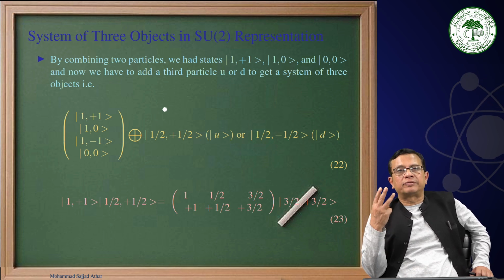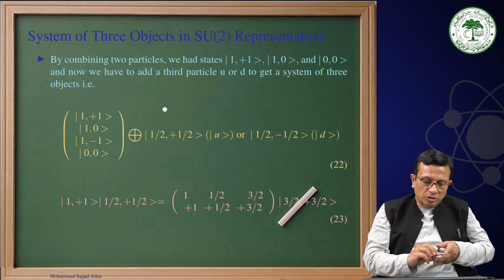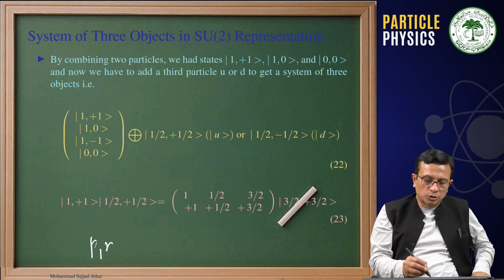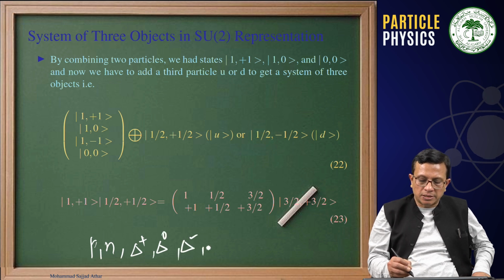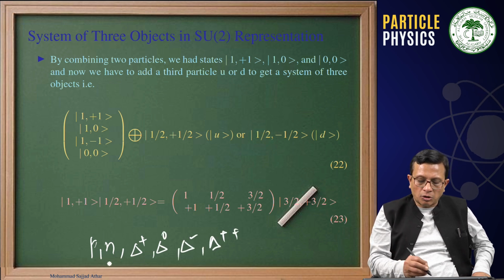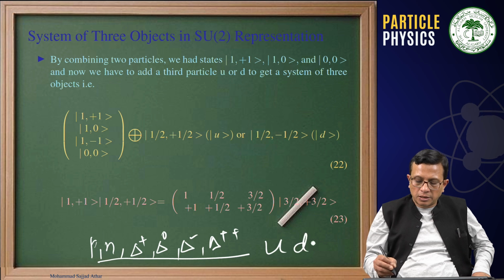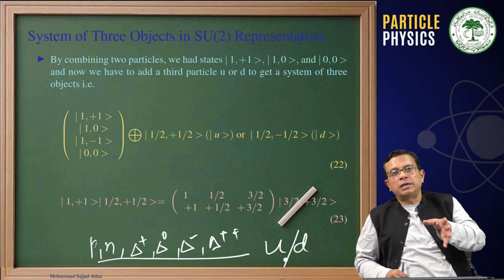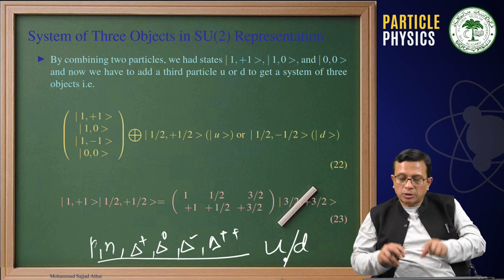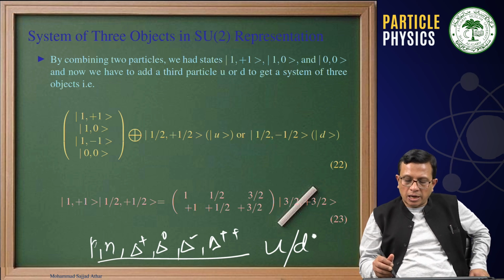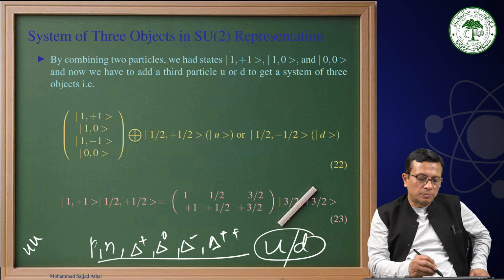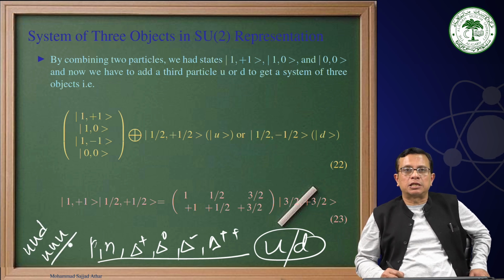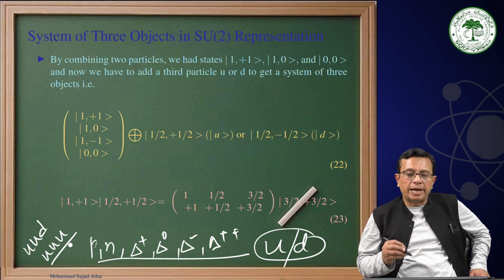and if we talk about proton, neutron, delta plus, delta 0, delta minus, delta plus plus, these are all made up of 3 quarks, but all 3 of them are either U or D. Like the proton is made up of UUD quarks, delta plus plus is made up of 3 U quarks, etc.